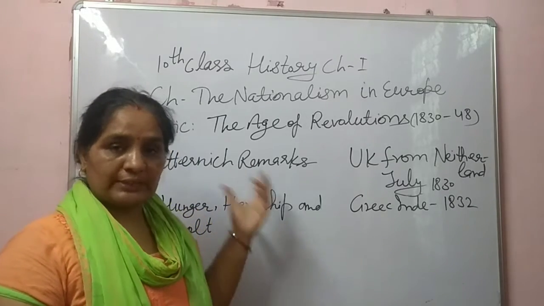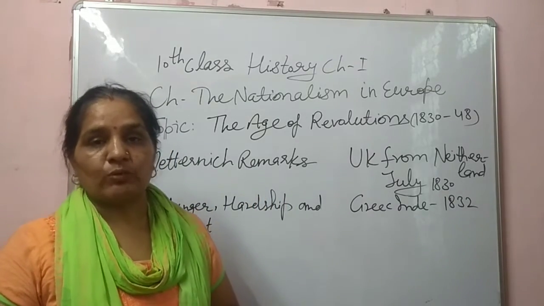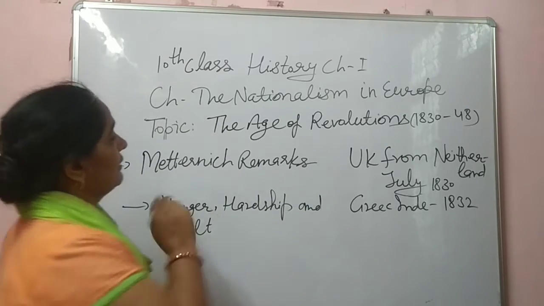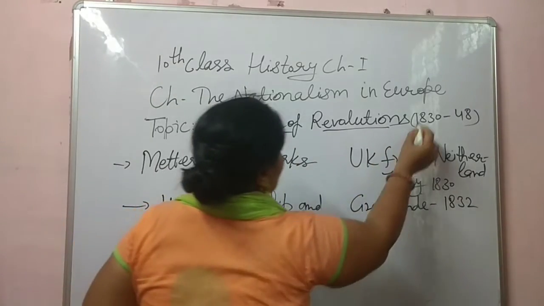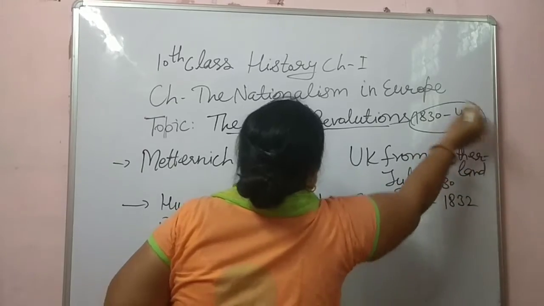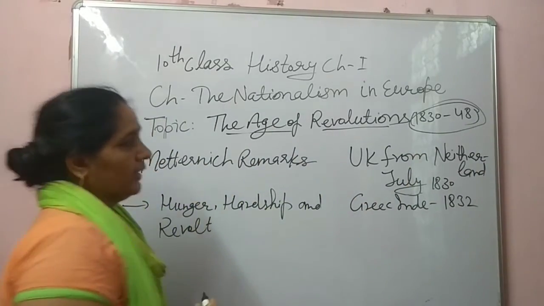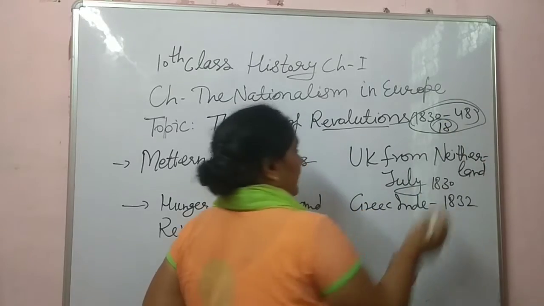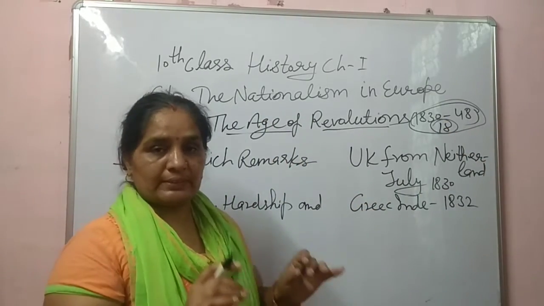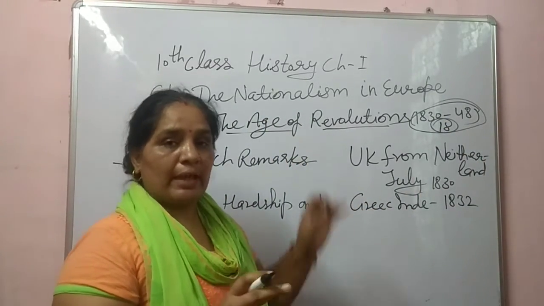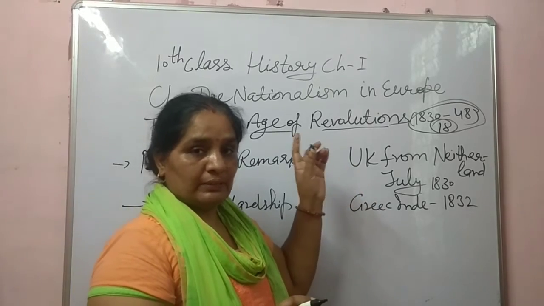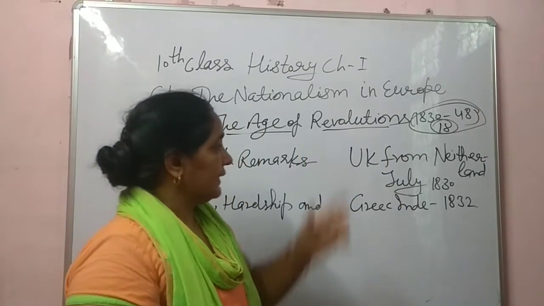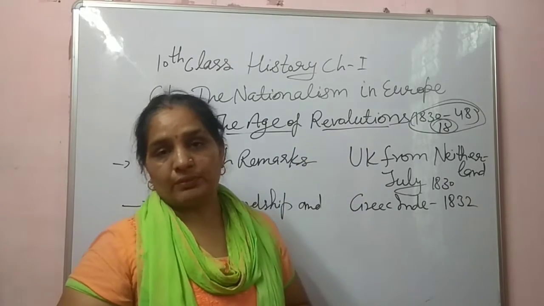So, in today's topic, we will discuss a particular time period: the age of revolution, 1830 to 48. This time period of 18 years is very important for discussing the incidents that happened during this time in those countries. How can we say that this time period is known as the age of revolution?